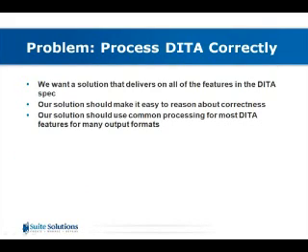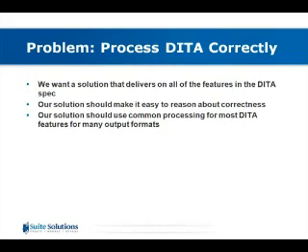So now that we've seen that we have a whole lot of different DITA features, and I think this is just a small subset, we have all these different things that the specification has. Now we need to build a DITA OT. How do we do that? We want to process DITA correctly, and we want to make sure that we deliver on all of the features that the specification has.